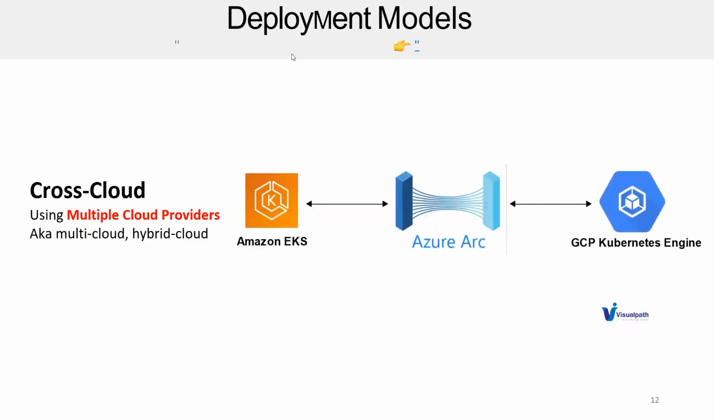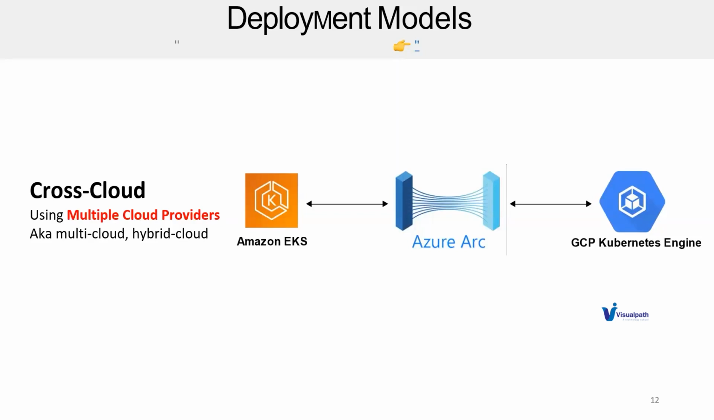Then coming back, what are your deployment models here? Cross cloud. That means you have Amazon EKS Kubernetes service, Azure Arc, and Google Kubernetes Engine. So when you use multiple cloud providers to run your applications, which is very rare, in such a case we use this particular hybrid cloud. Especially the DevOps people will be focusing on such types of applications.